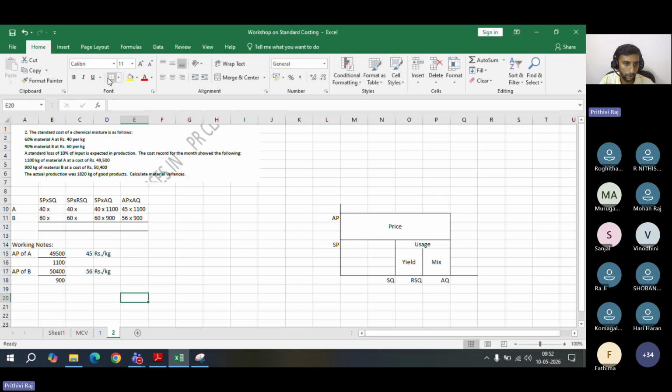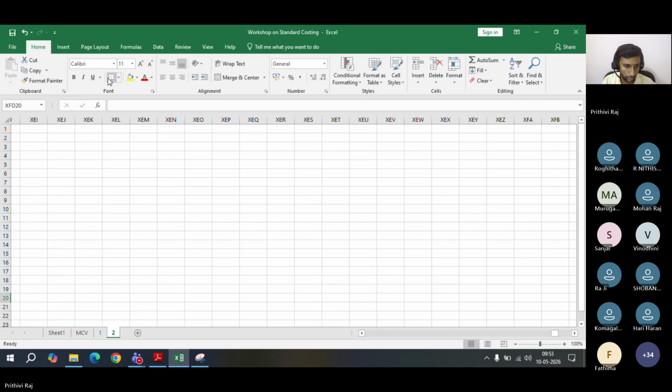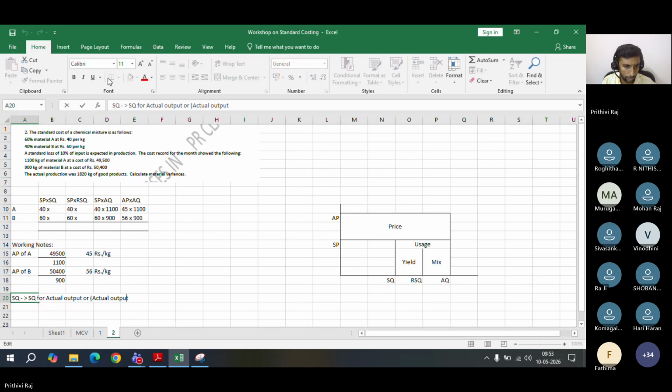Now let's go to SQ. Standard quantity for actual output: actual output into input by output.